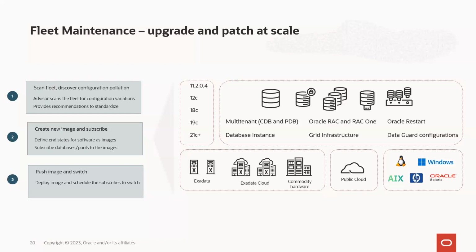There are 3 macro steps involved in upgrading and patching your assets. You scan your fleet to identify configuration pollution or missing security patches and get the recommendations. You create a gold image with relevant security patches and subscribe database assets to this gold image. And lastly, deploy the gold image and switch these assets to the new Oracle home.